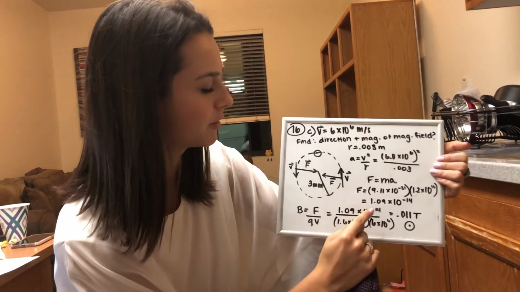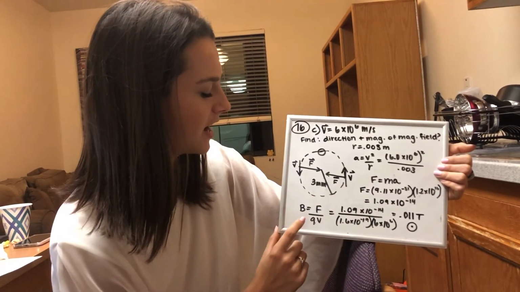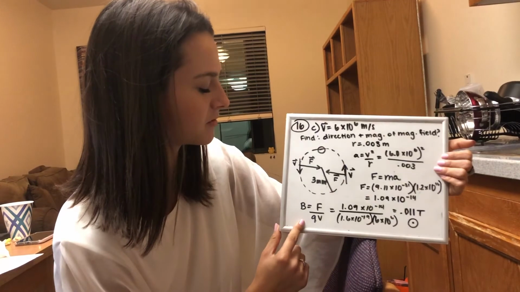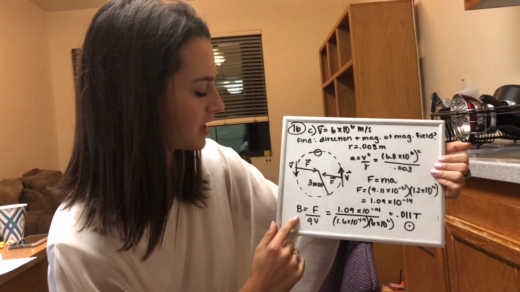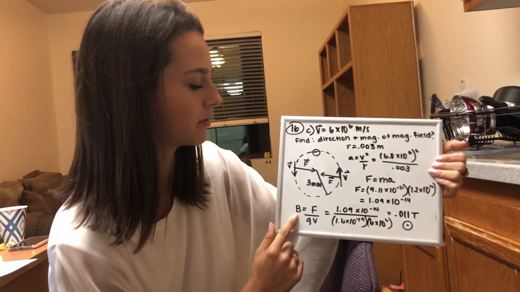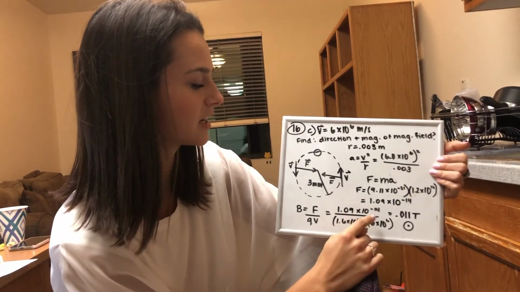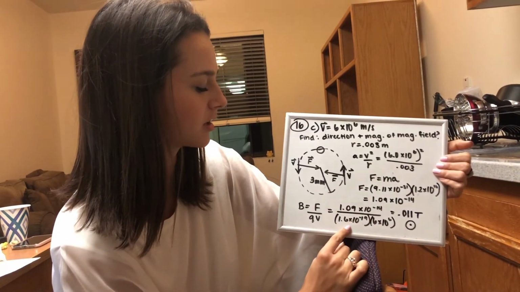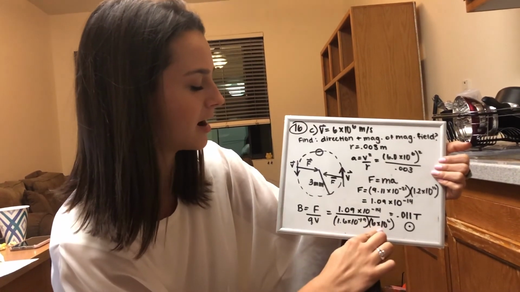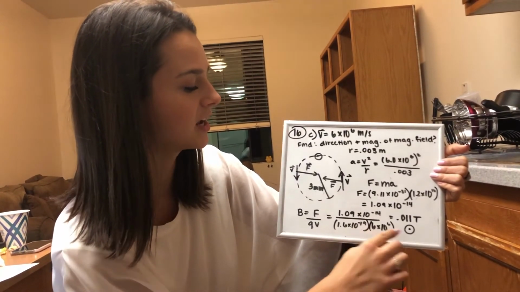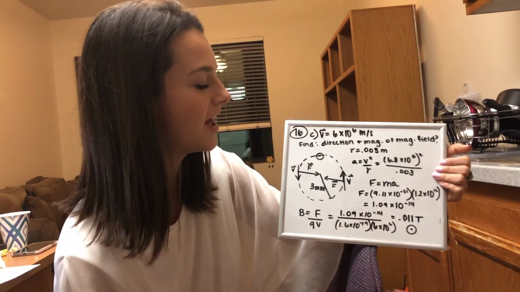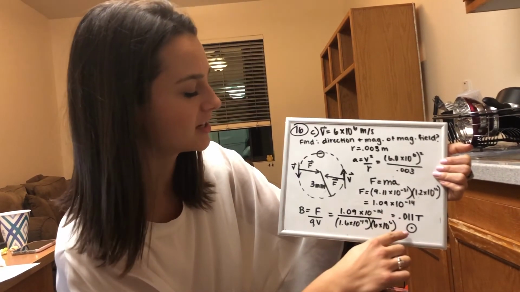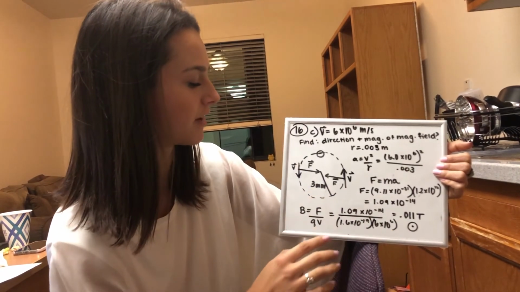Then once we get F, we can plug that into the equation F equals QV cross B. And then we just rearrange the equations so that we're solving for magnetic field, like what we were asked for. Plugged in our force from above, plugged in the charge of an electron, we plugged in the given velocity, and then we got 0.011, and then we got the direction is out of the page, because if you do the right hand rule.